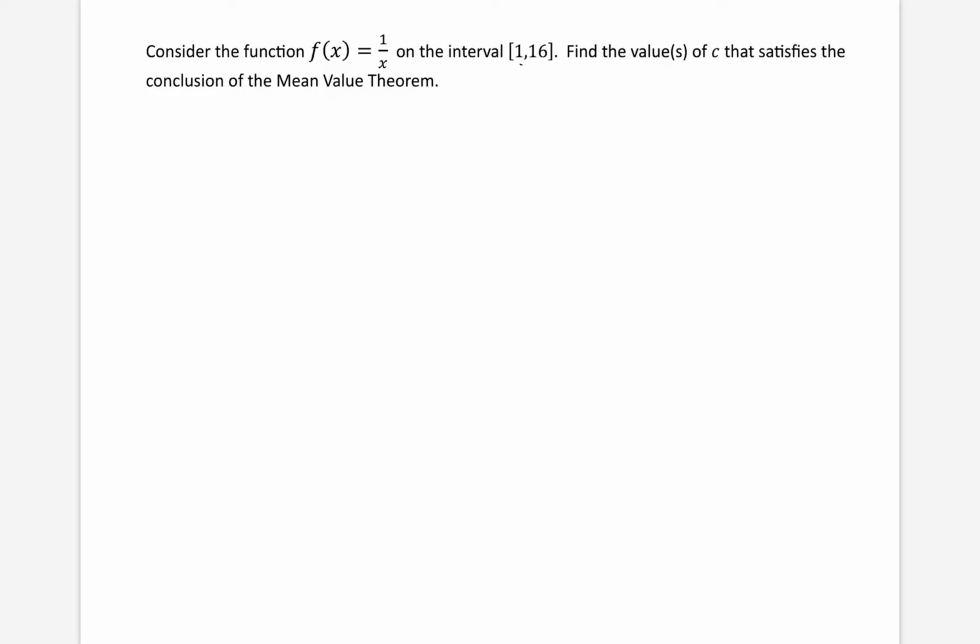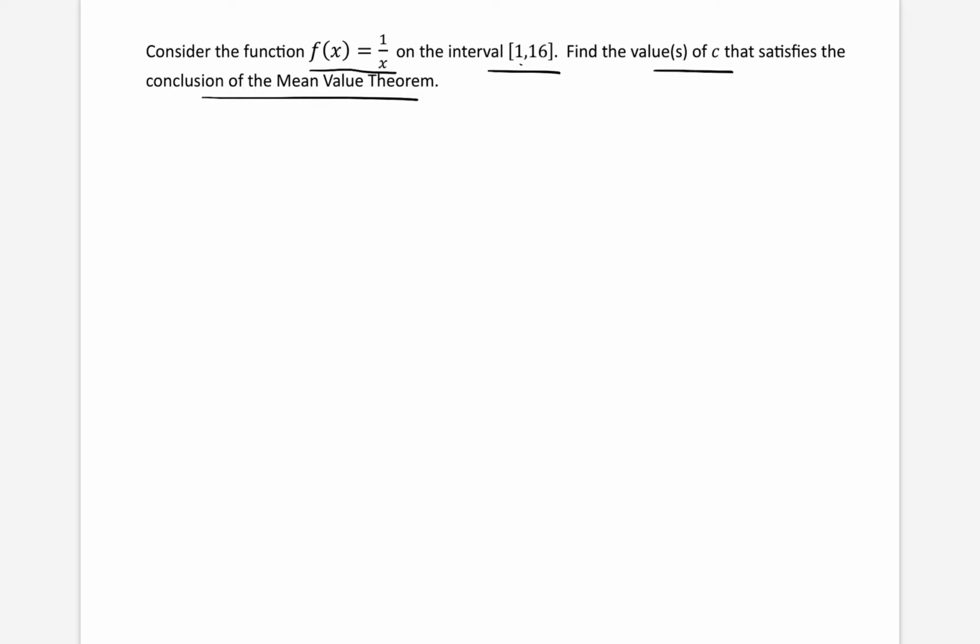So here we have the function f of x equals 1 over x on the interval from 1 to 16, and we want to find the value or values of c that satisfy the conclusion of the mean value theorem. Well, what is the conclusion of the mean value theorem?